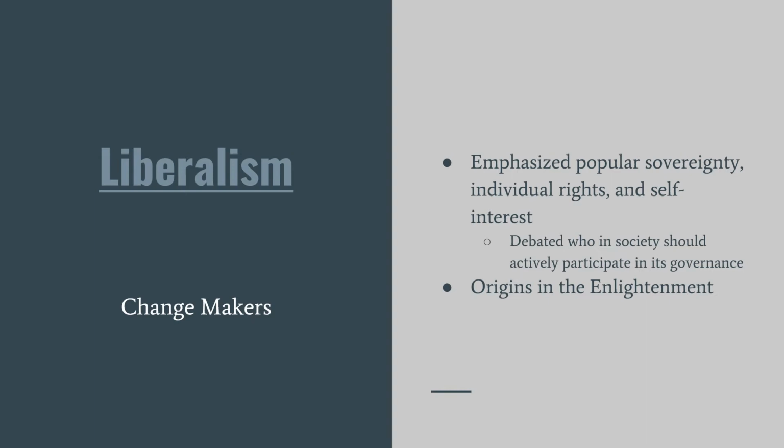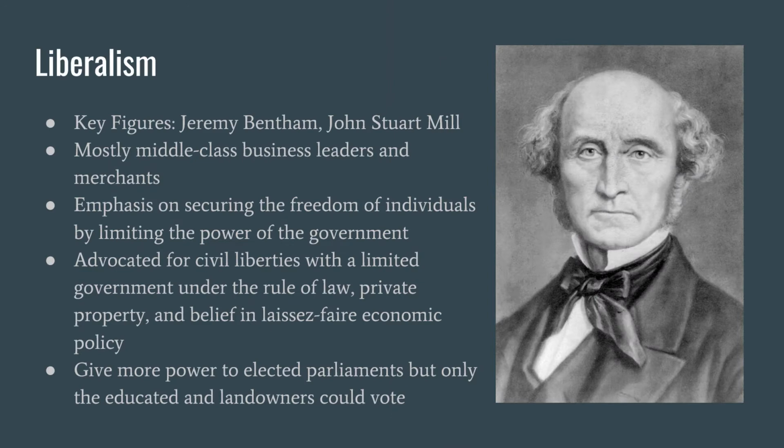We're going to see that even though suffrage or voting starts to expand beyond wealthy property owners, it doesn't necessarily get to everyone. So some important figures in liberalism, we're going to see Jeremy Bentham, John Stuart Mill, and these are mostly middle-class business leaders and merchants. So the middle class is formed by this Industrial Revolution, and the people in that middle class are the ones who are advocating for more rights.